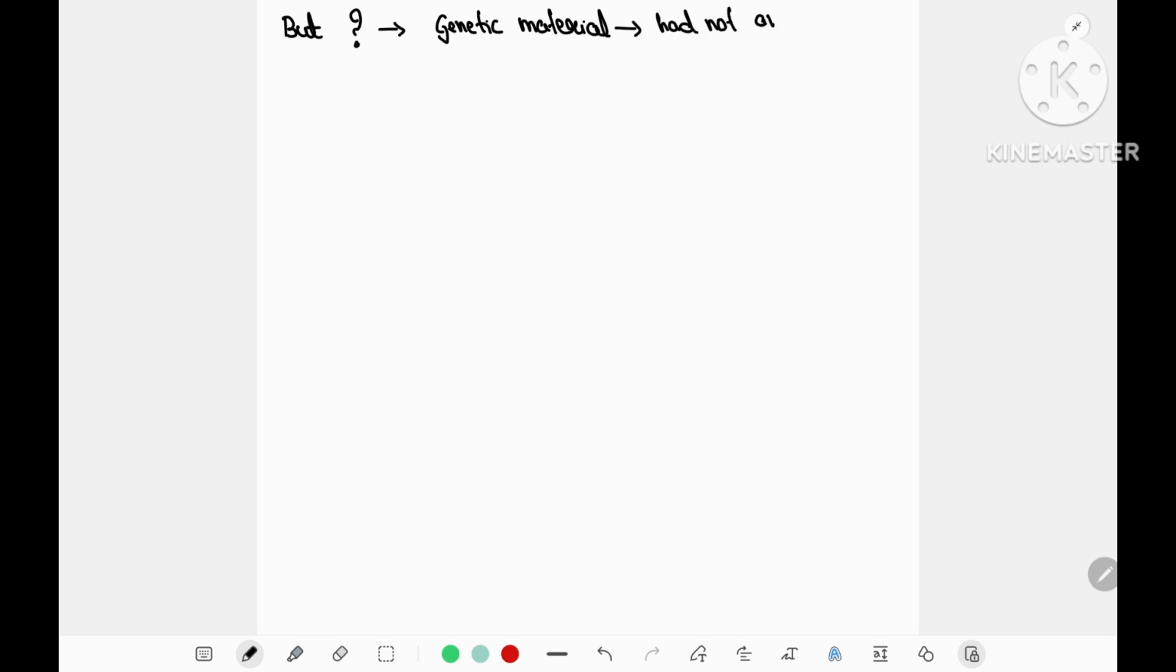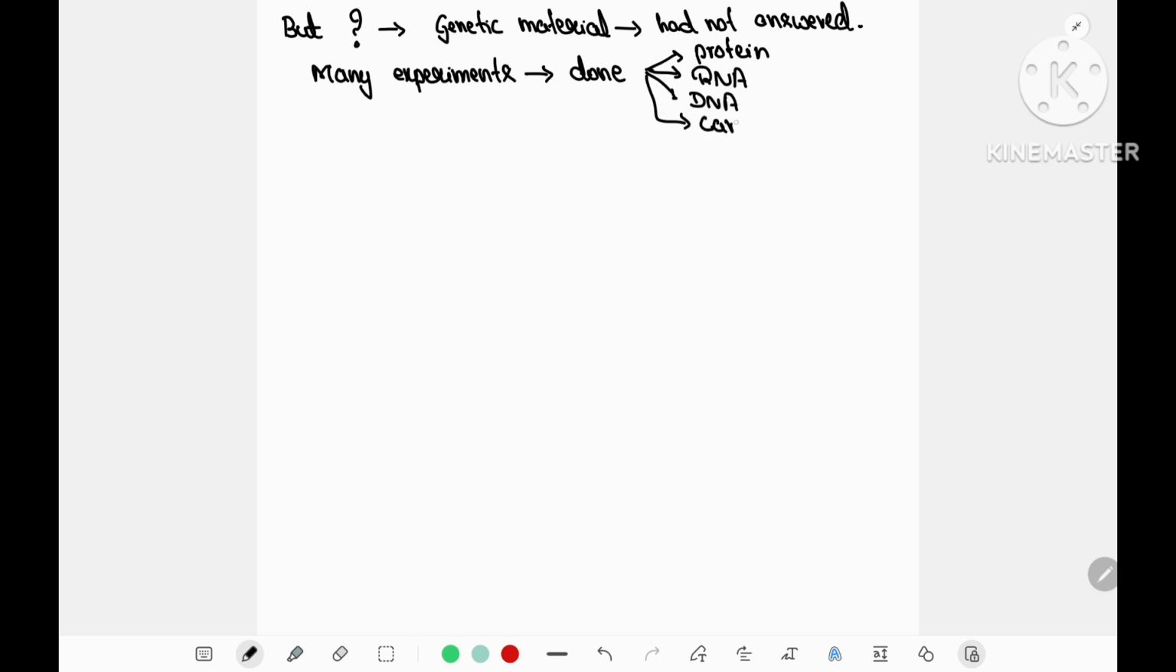But which molecule is the genetic material? There are many molecules present in a cell or in a nucleus: DNA will be present, RNA will be present, proteins will be present, and carbohydrates may also be present. Which among them is responsible for inheritance of characters was not clear.